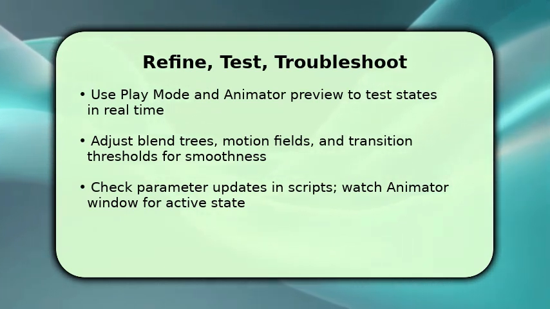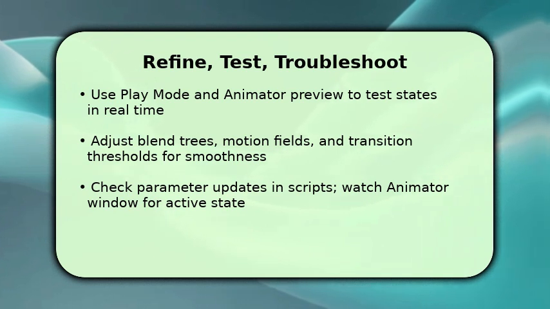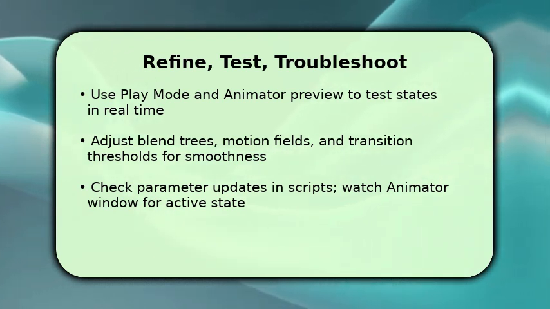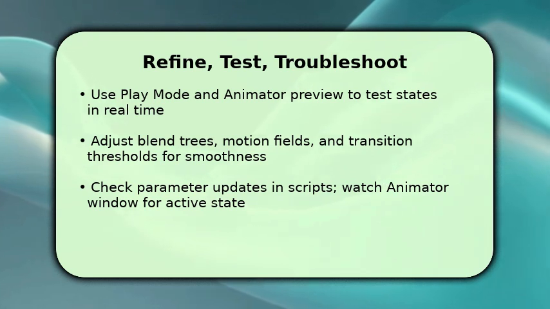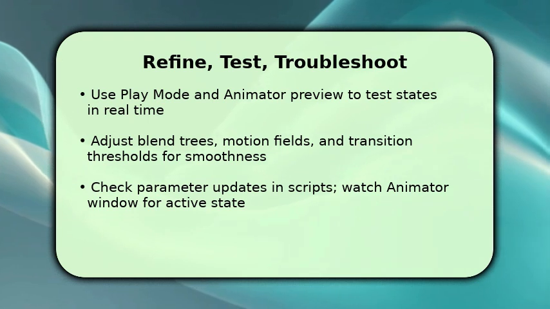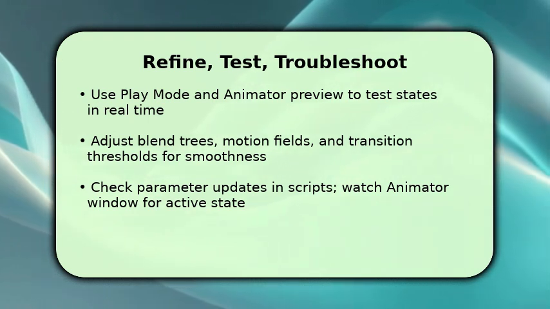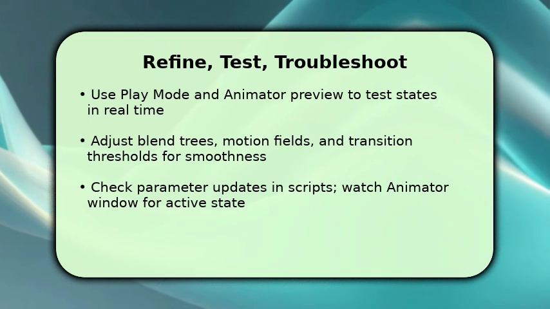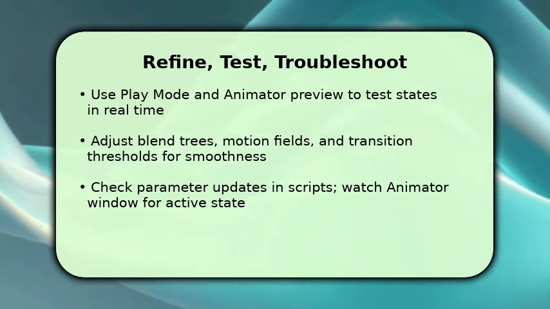You finish by testing in play mode and using the animator preview to inspect active states and transitions. Refine blend trees and thresholds to smooth unwanted snaps, and tune transition durations and exit times for realistic motion. If animations don't play, make sure your script updates the exact parameter names and types, and verify the animator controller is assigned to the object.